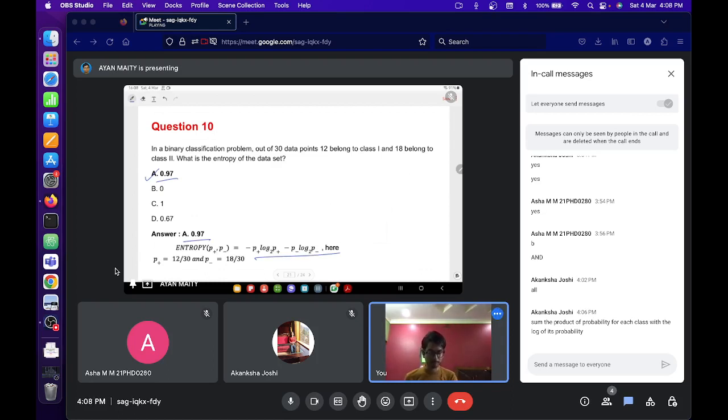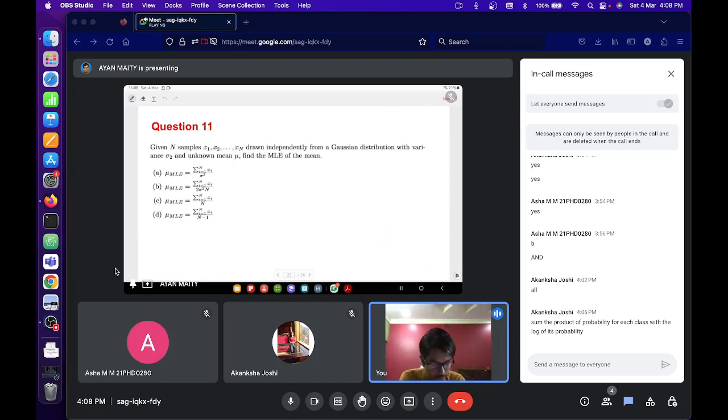So this is the formula for the entropy. There are two classes, plus and minus. In that case, entropy would be minus P plus log P plus, minus P minus log P minus. In this case, P plus is 12 by 30 and P minus is 18 by 30. So given a data set, you have to find out the probability values for different classes, and then use this formula to find the entropy of the entire data set. If you compute these values, it would be 0.97, option A.